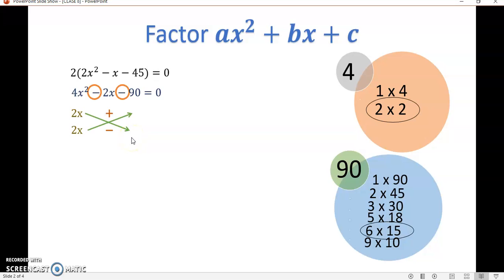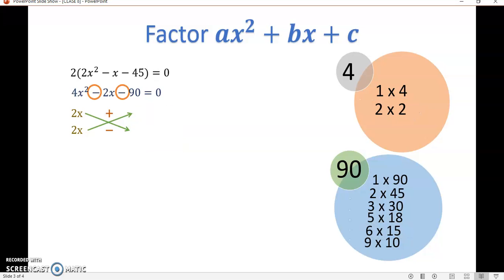So I'm going to start with 2x and 2x on this side, and on the other side 6 and 15. Why do I place the 15 on here? Because it's my greater number. So I'm going to multiply the 2x with the 15, and I'm going to have negative 30x, and the 2x with the 6, and I'm going to have 12x. So I subtract the 12x from the 30x, and my answer will be negative 18x. As you can see, negative 18x is not the same value I have in the center. So I need to continue testing.